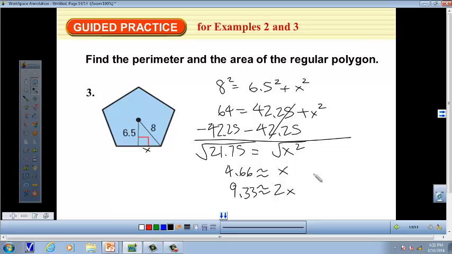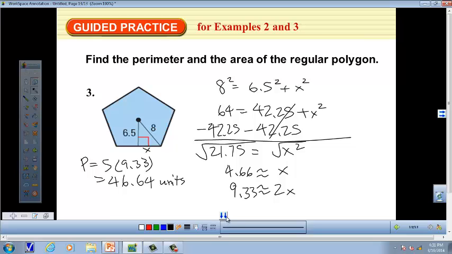And to find the perimeter, we know that there's 5 of those. So we would say 5 times that 9.33. Again, use the number that's still on your calculator. So we're going to take that number times 5. We get 46.64 units.